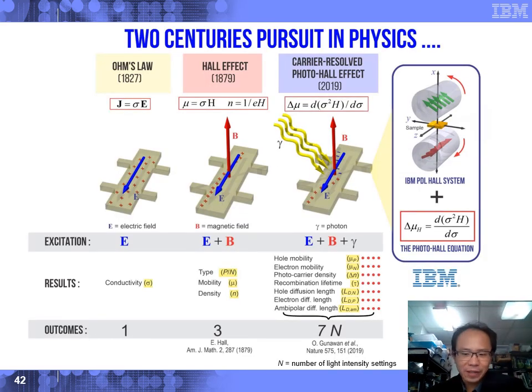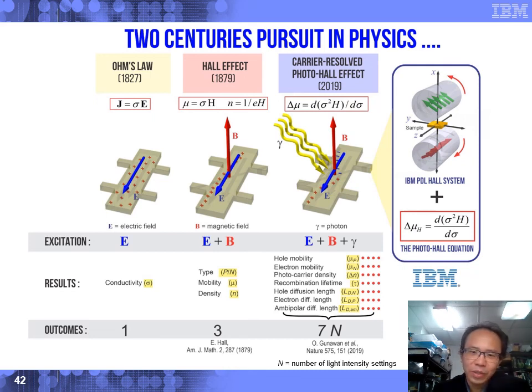This work is very exciting because it brings us a new advance in understanding electronic materials, which is essentially part of almost two centuries of pursuit in physics. As we know, we rely on using various excitations in nature, like electric field, magnetic field, and light, to probe the charge carrier inside electronic materials. If we start with only electric field, we only get one parameter, which is conductivity or resistivity, which is essentially Ohm's law. And then the Hall effect came along in 1879, and we started to get more information, which are type, mobility, and density of the charge carrier.